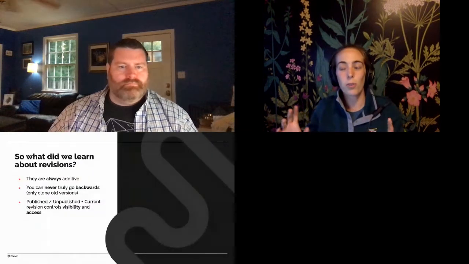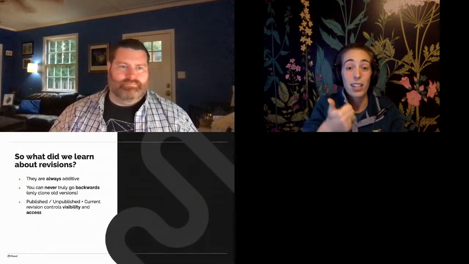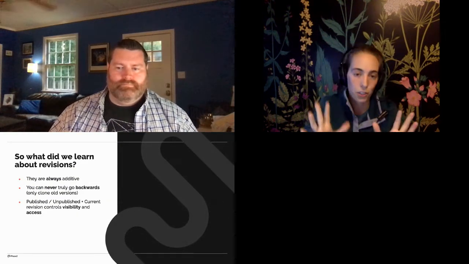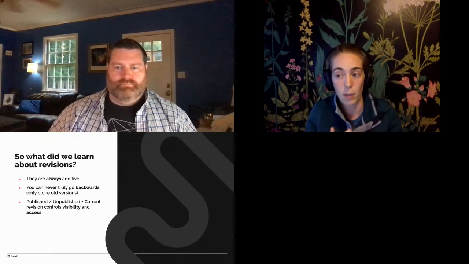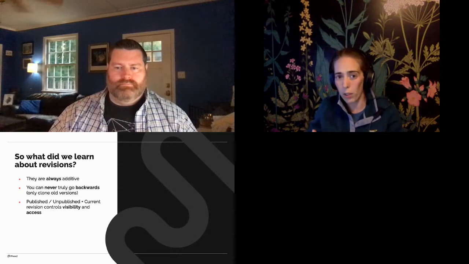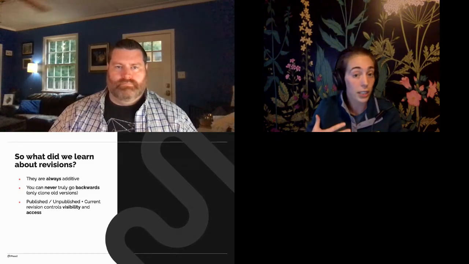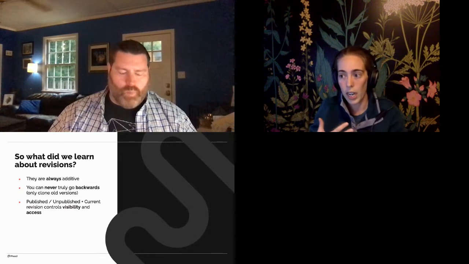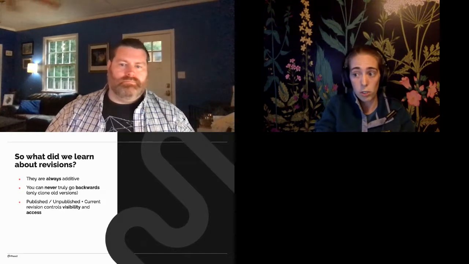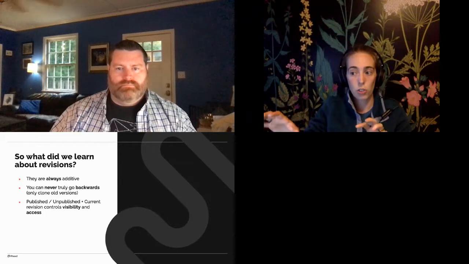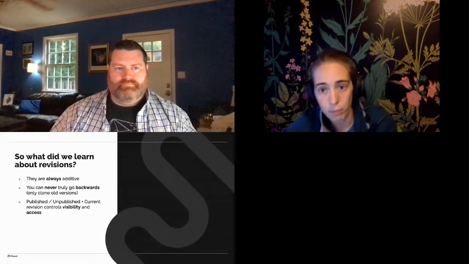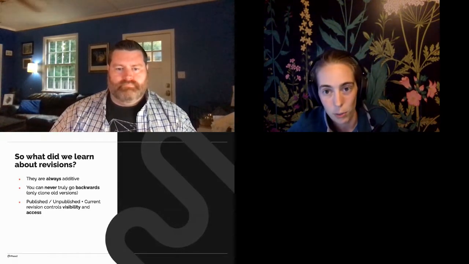All right, so what did our screenshot science teach us about revisions? First of all, it's always additive, unless you're deleting them. But any operation that you do, it's always just adding another one and it's adding it to the top of the pile. You can never truly go backwards. There's a lot of words that sound like we get to do that, but that's actually not how revisions work. And using just published and unpublished, plus which revision is the current one, we actually can control visibility and access quite effectively. So there we go. That's how revisions work, more or less, out of the box with content moderation.